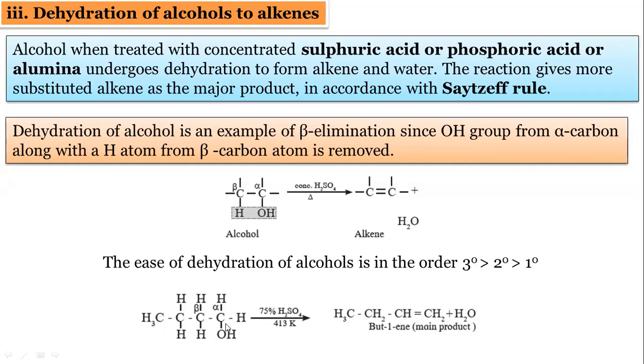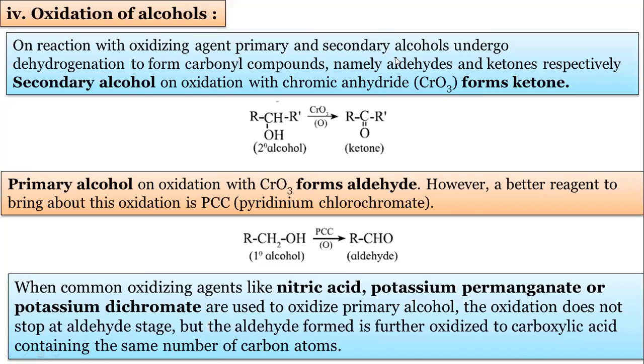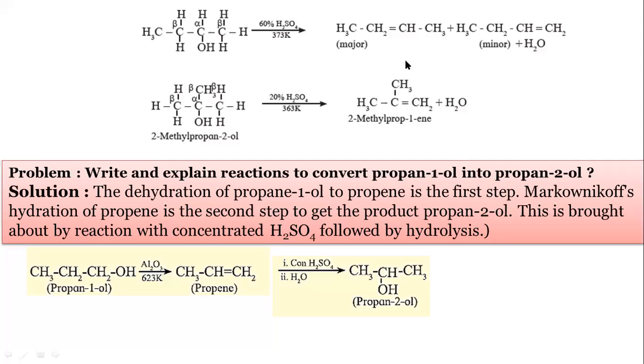In case of primary alcohols, we get only one product. We have to use 75% H2SO4. In case of secondary alcohols, 60% H2SO4 is used, and we get two products here because two beta hydrogens are there.